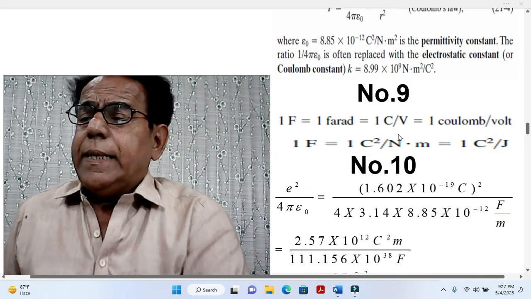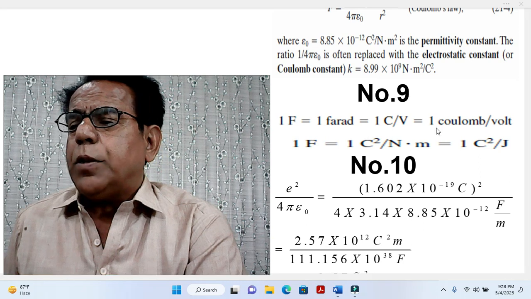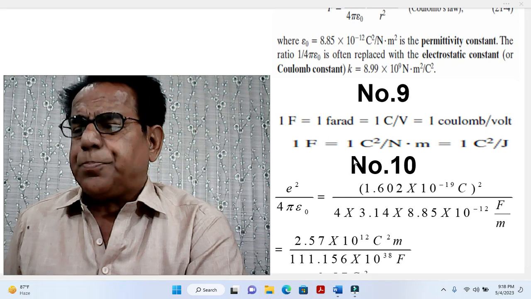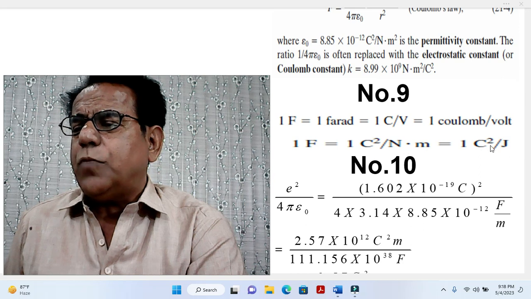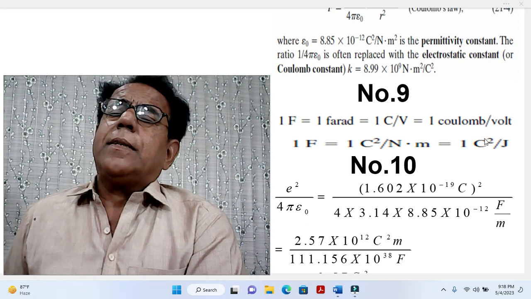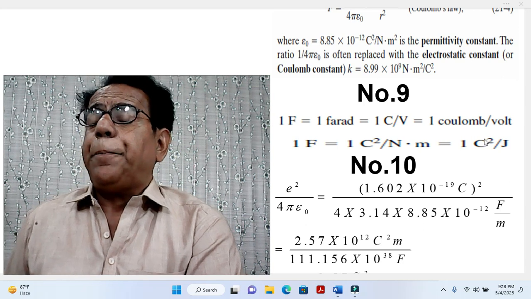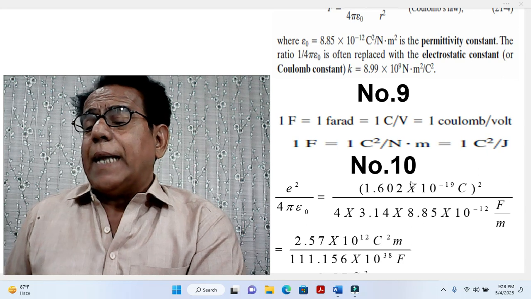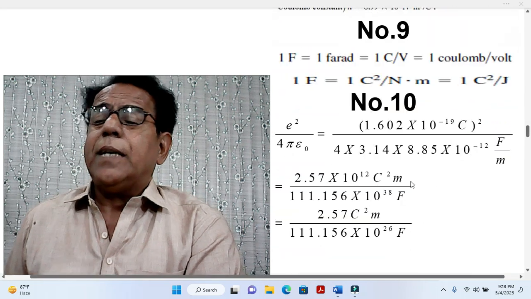Tool number 9, 1 F is equal to 1 farad is equal to 1 coulomb over volt, and farad is equal to 1 coulomb square over Newton meter is equal to 1 coulomb square over joule. This is a conversion factor. Actually, it may be used in the next helping tool, which is just a counter check.